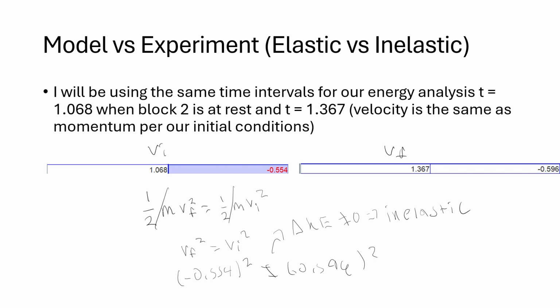Model versus experiment, and elastic versus inelastic. I'll be using the same time intervals. And here it's also kind of obvious. If you have the same mass and the same kinetic energy on both sides, then mass cancels and they are the same. They're not the same, so it's not conserved, so our collision is inelastic.